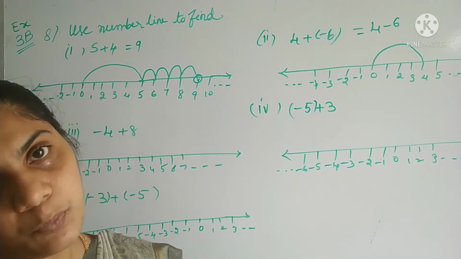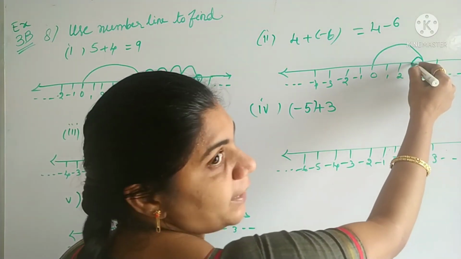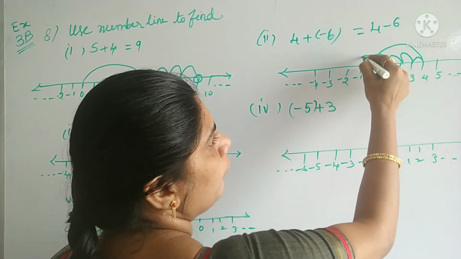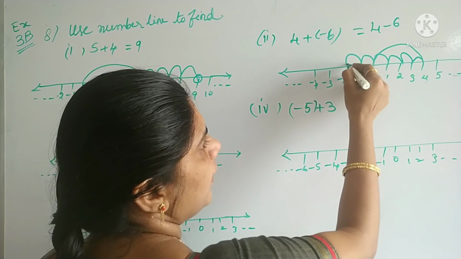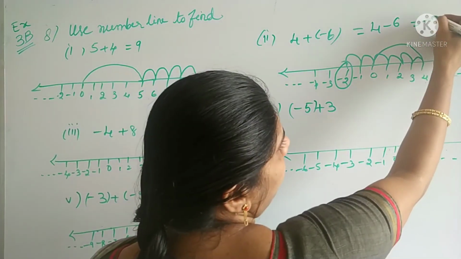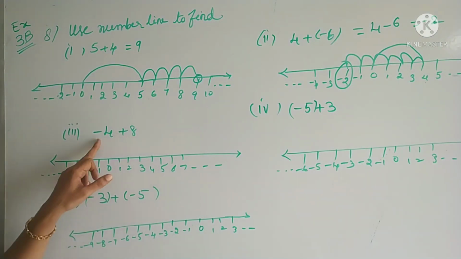6 numbers you have to move back. See, from 4 you have to go back 6 numbers. 1, 2, 3, 4, 5, 6. What is the number in the 6th position? Minus 2. What is your answer here? Minus 2. Understood? Yes. Good. Now see the next one.